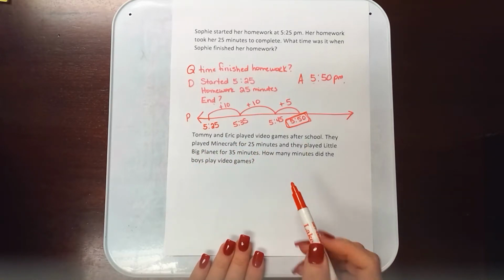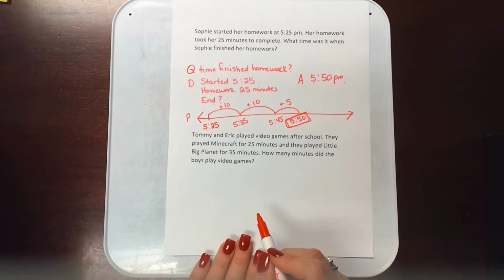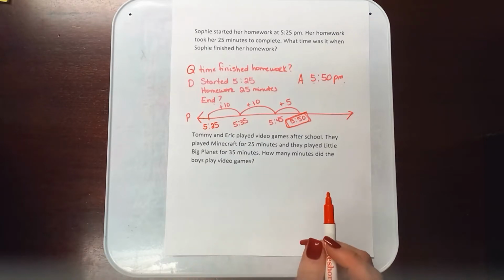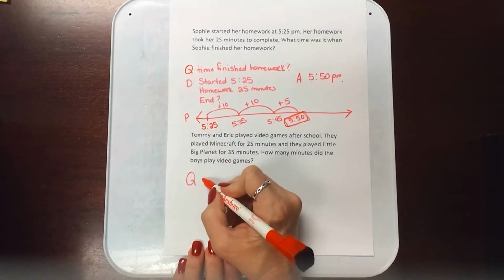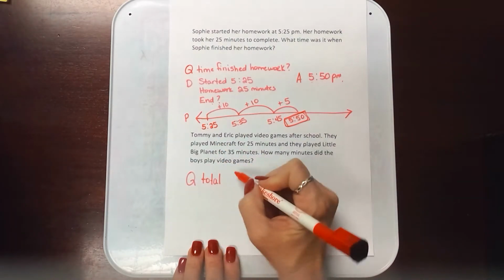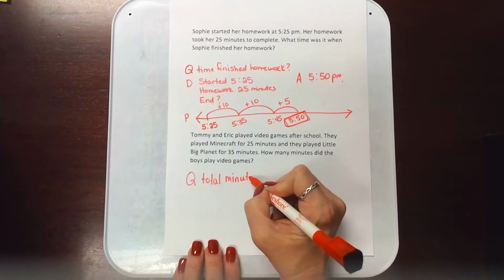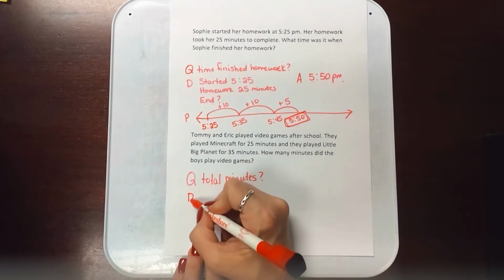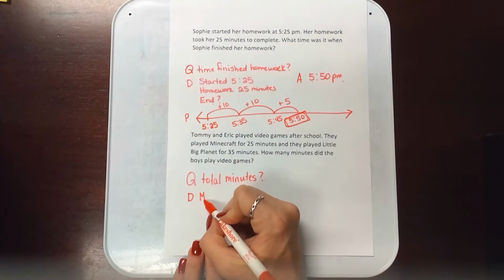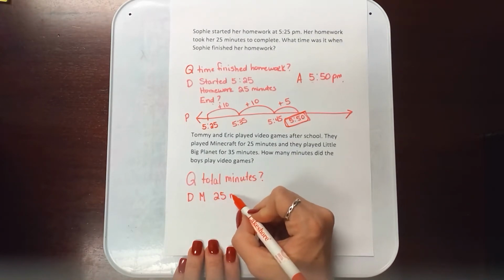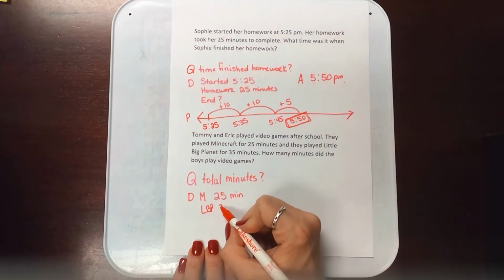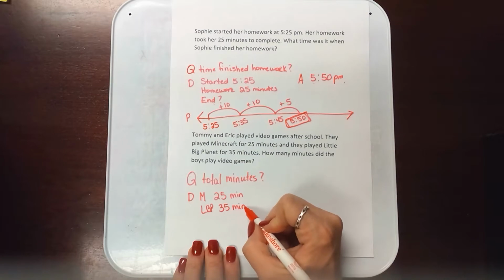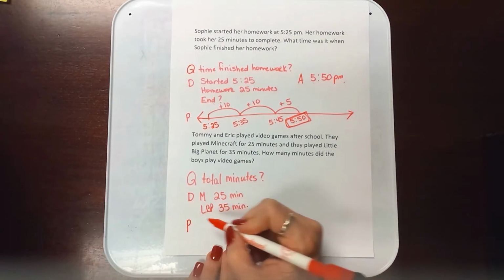Tommy and Eric played video games after school. They played Minecraft for 25 minutes, and they played Little Big Planet for 35 minutes. How many minutes did the boys play video games? So I want to know the total minutes they played. I know they played Minecraft for 25 minutes, Little Big Planet for 35 minutes. And I want to know the total minutes.